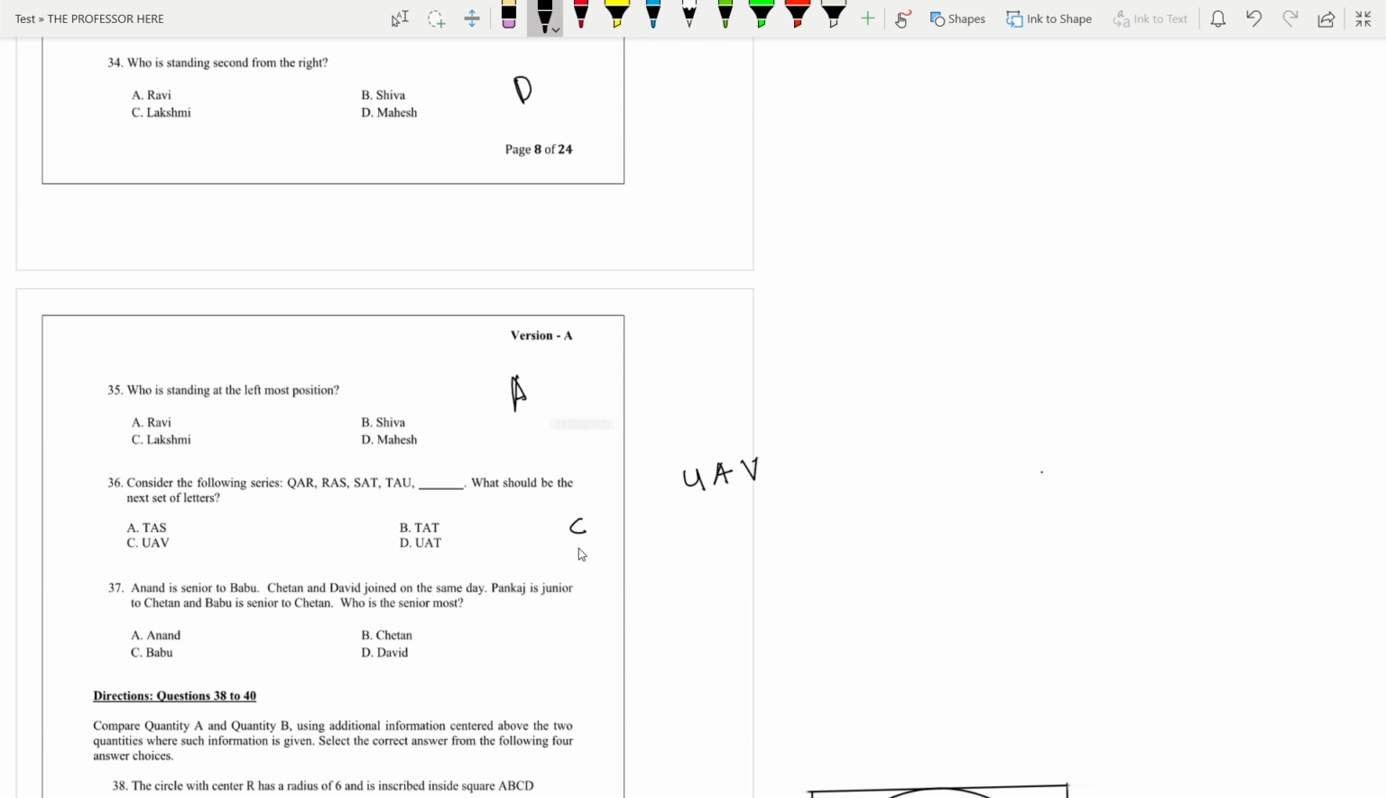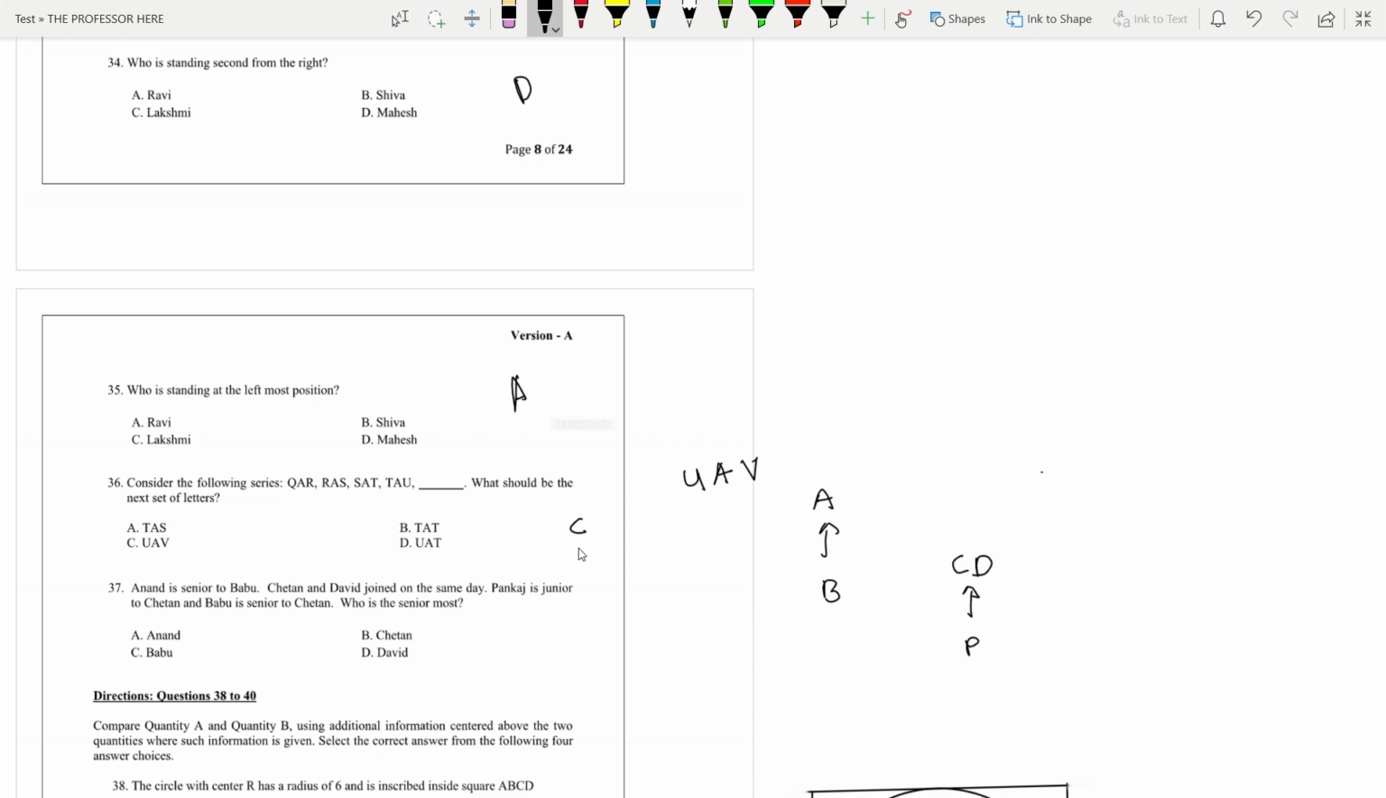Question number 37. Anand is senior to Babu. Chetan and David join on the same day. Pankaj is junior. Okay, let's represent it as a diagram. Anand is senior to Babu. Chetan and David join on the same day, so there is no seniority between them. Pankaj is junior to Chetan, so it automatically means he is junior to David too.